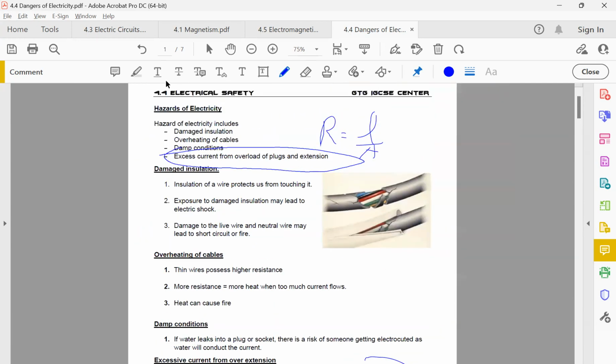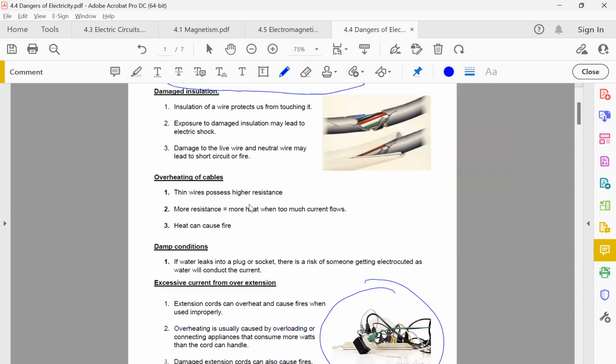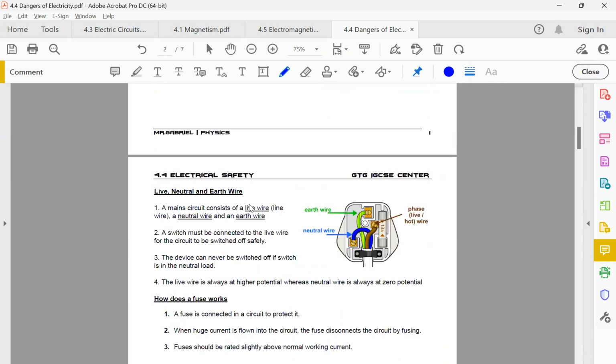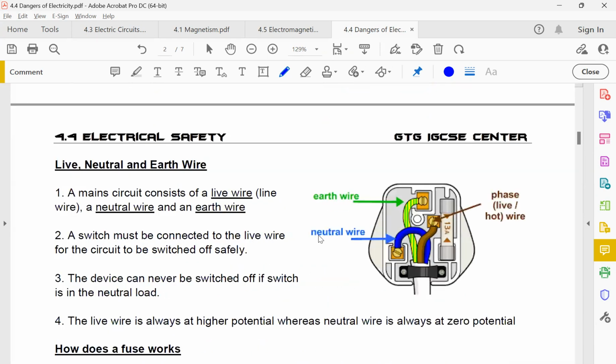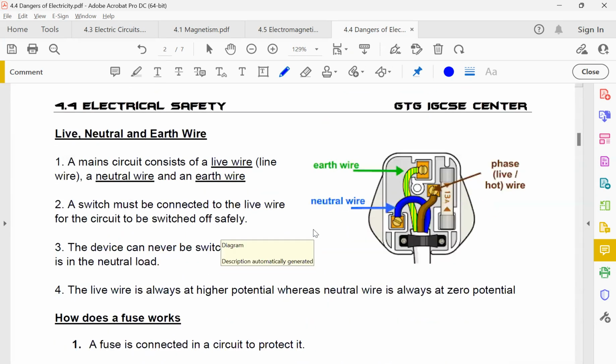Okay, so there's nothing much to explain here. Please read through. You need to use this page as reference. There's literally nothing much to explain here. I'll just go with it, okay? Now this one is important though. The live wire, neutral wire, and earth wire. If you notice, all our 3-pin plugs here, right?